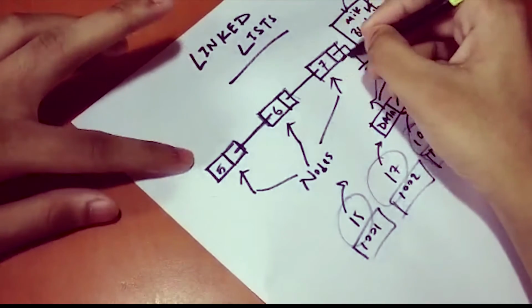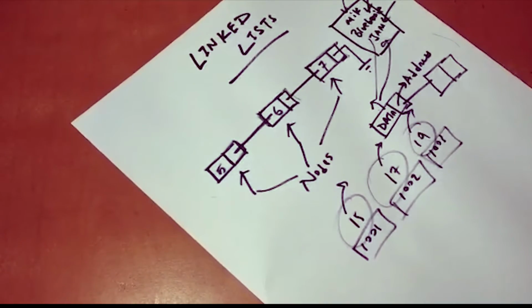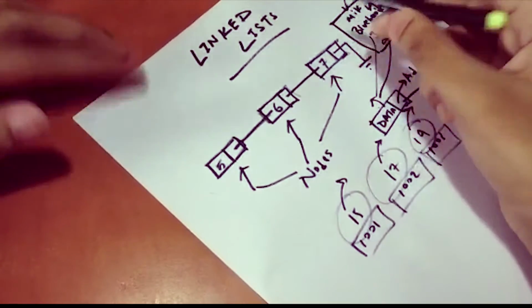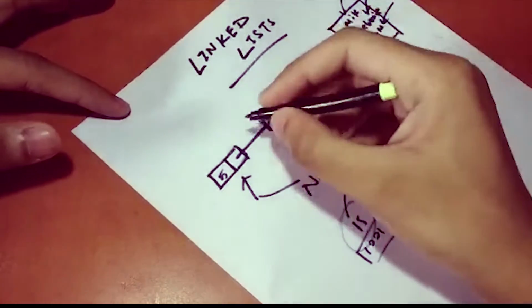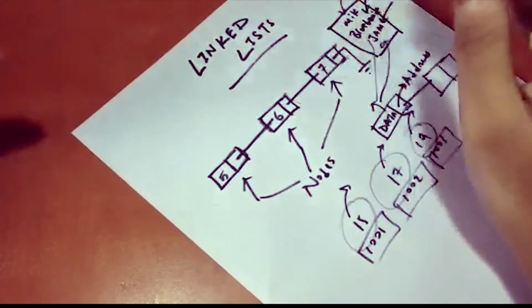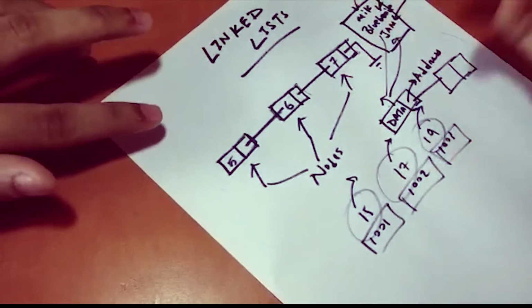So, this address part is null, is grounded. I grounded this address part. That's how a singly linked list works. The last node of a singly linked list will be grounded, and each node of a singly linked list will store the address of its next node.